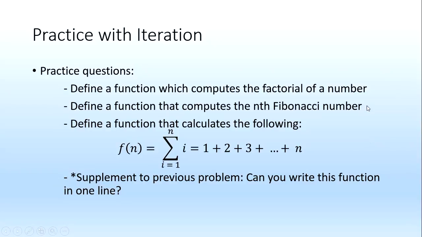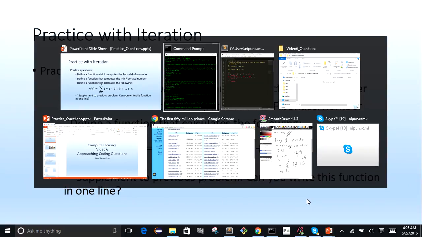So we have a factorial of a number, we want the nth Fibonacci number, and we want a function that calculates the summation. And at the end, we have a bonus where can you write this function in 1 line? Alright, so let's start writing code.